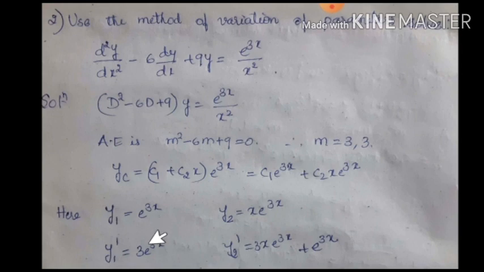See in which step what operation we are doing, you should be very conscious. Here we are doing differentiation. While finding A and B we are doing integration. So the derivative of e to the power of ax is a e to the power of ax, so 3 e to the power of 3x. Find the derivative of y2 applying the product rule. So x as it is, derivative of e to the power of 3x is 3 e to the power of 3x, plus e to the power of 3x as it is, derivative of x is 1. So W is nothing but y1 y2 dash minus y2 y1 dash.